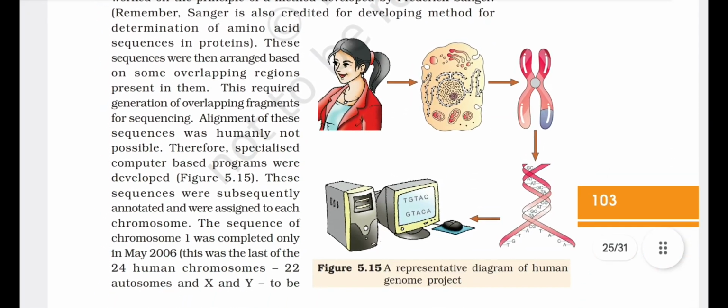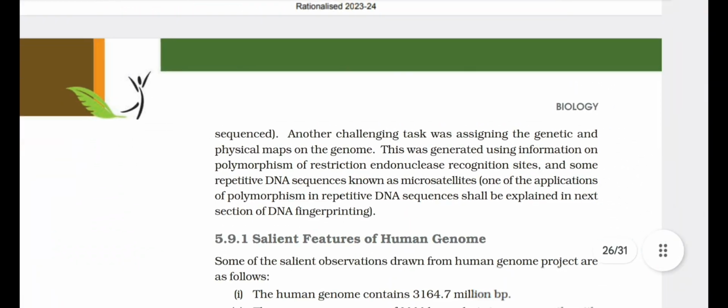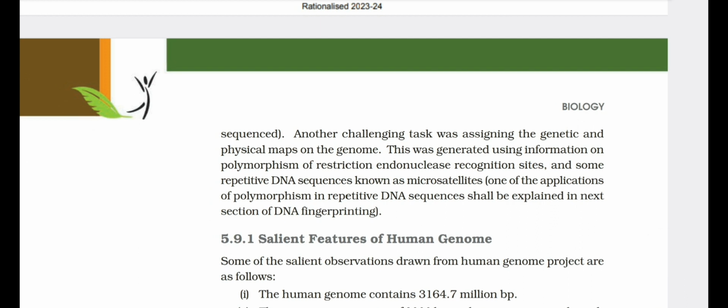Then the process of the Human Genome Project. The complete gene set was isolated from a cell, then split into smaller fragments. Then the DNA fragments were amplified with the help of a vector, mostly bacterial artificial chromosome and yeast artificial chromosome. Then the smaller fragments were sequenced using a DNA sequencer.